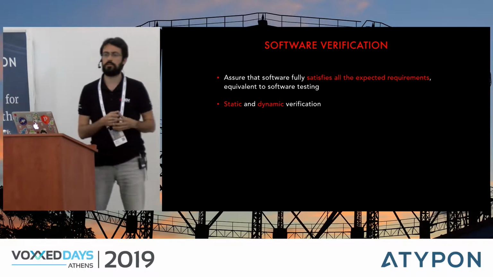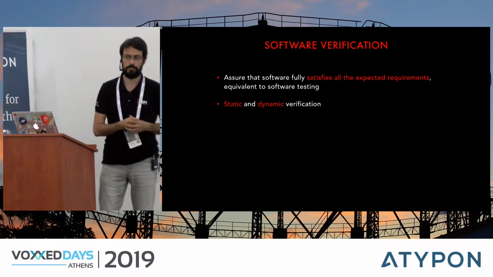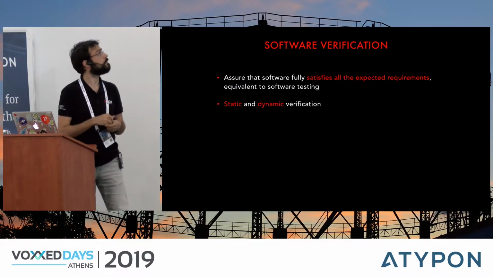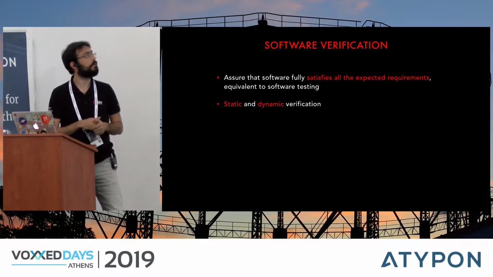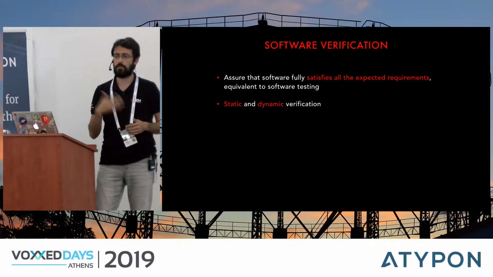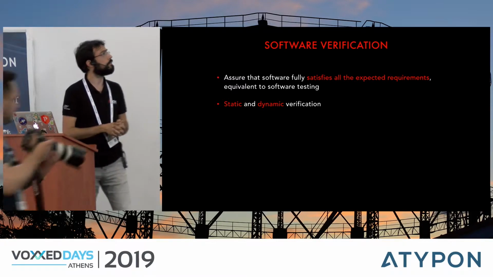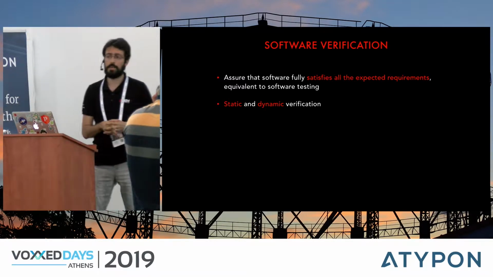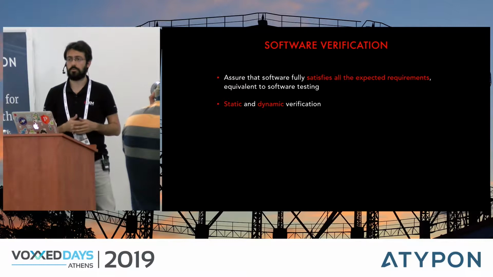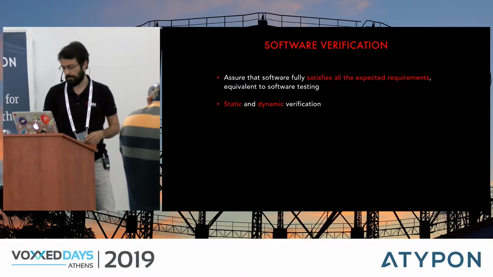Software verification is actually divided into two categories. The first one is static, where you check if the requirements are met by just inspecting the code and not running it. And the second category is dynamic, where you actually run the code and dynamically inspect its behavior.